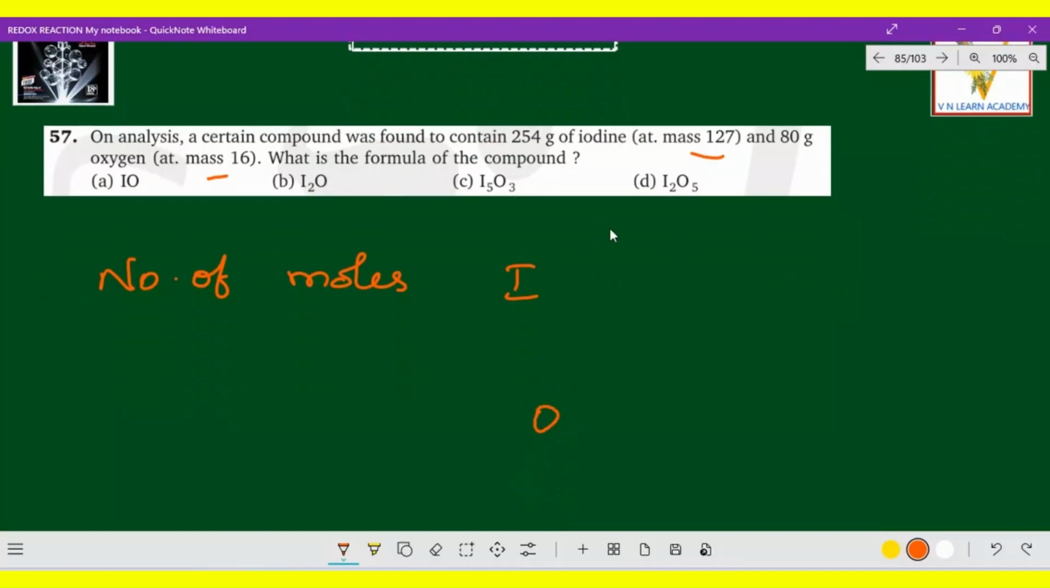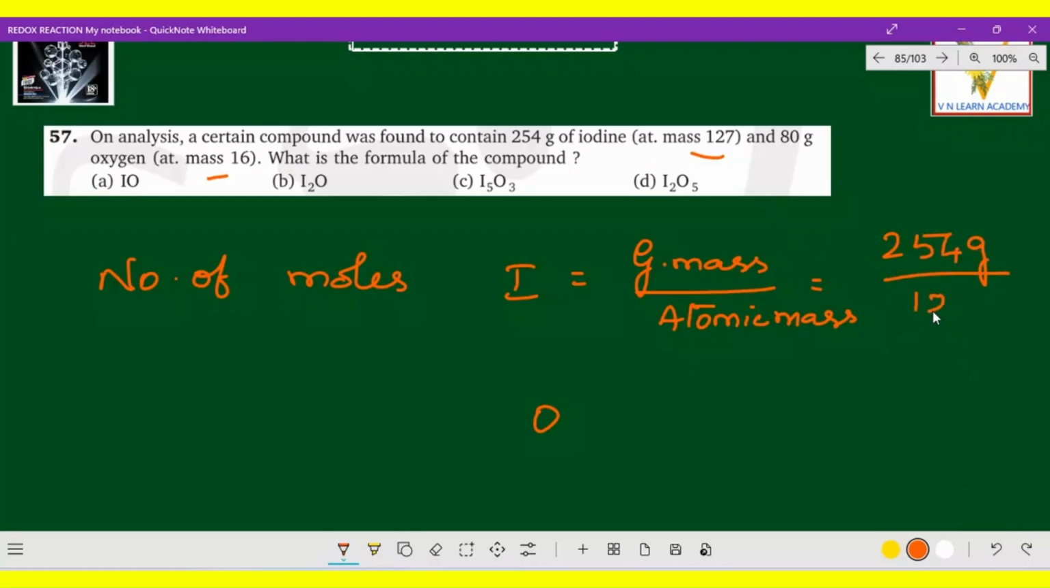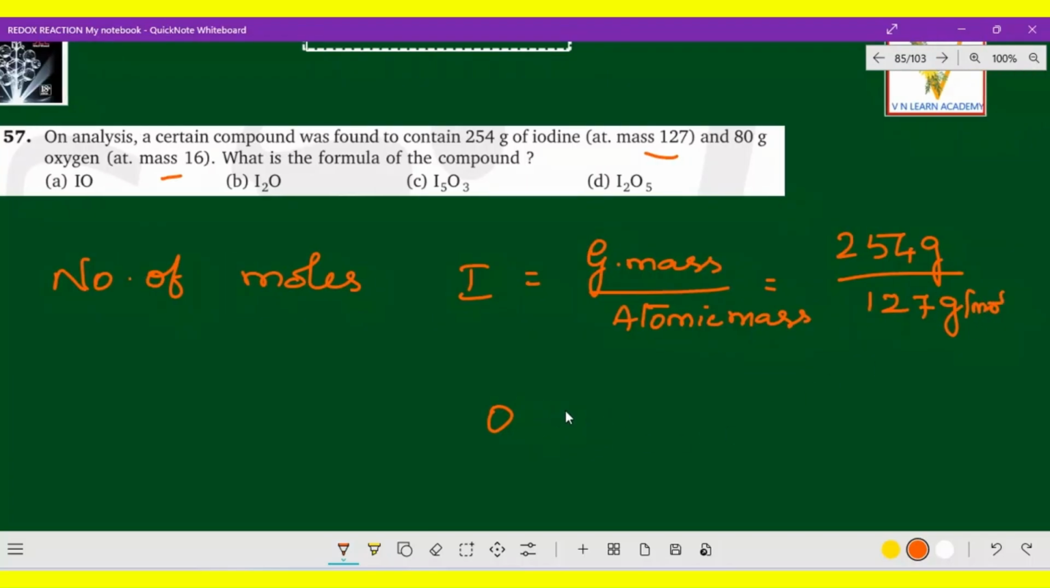Iodine and oxygen. Iodine, how much is it actually? Given mass by atomic mass. What is it? 254 grams, right? So 254 grams by atomic mass 127 grams per mole. And the same way here, oxygen: 80 grams by 16 atomic mass, 16 grams per mole.